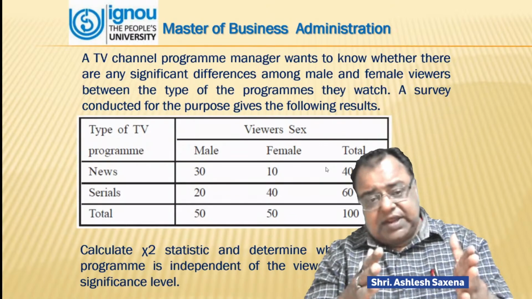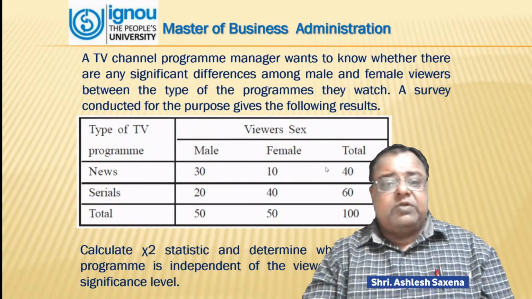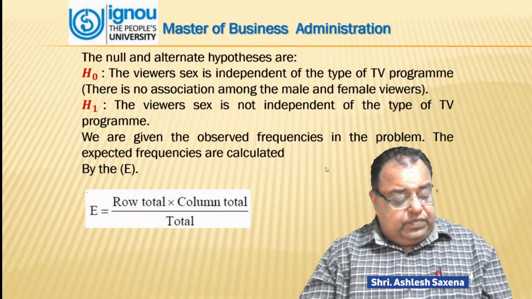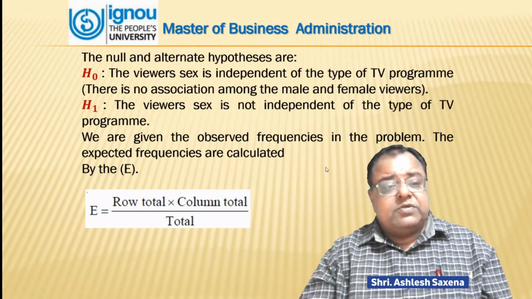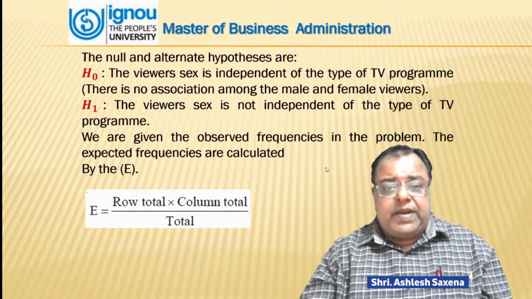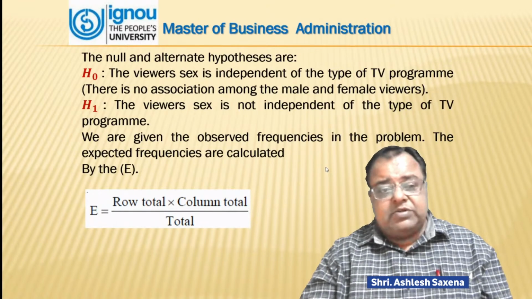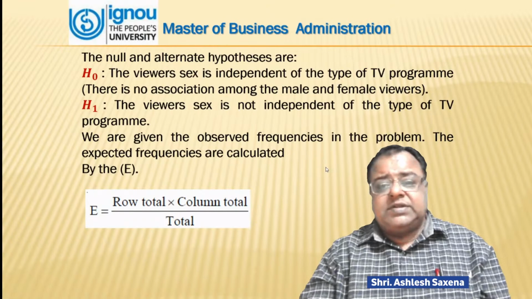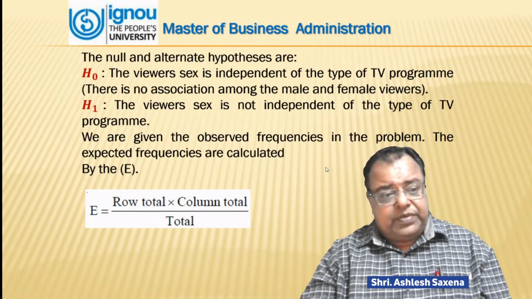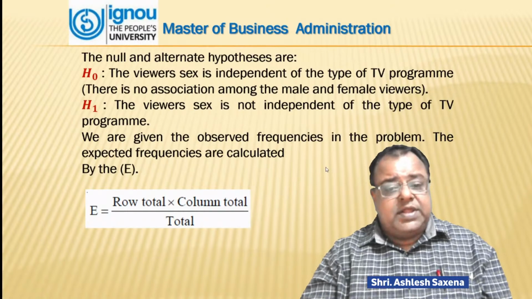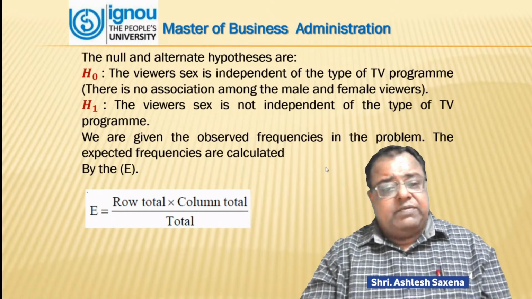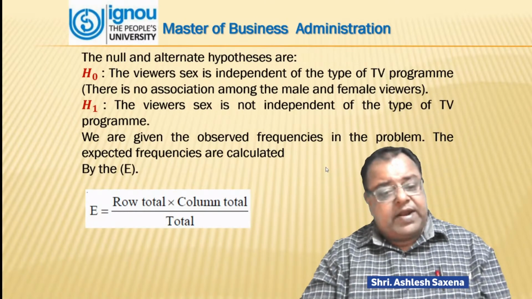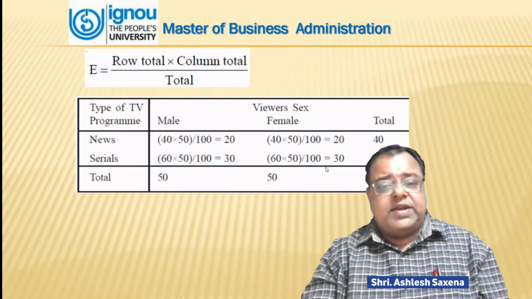Now, how is the information given in the problem transformed into the solution? First of all, we have to check the hypothesis. Suppose H naught: the viewer's sex is independent of the type of TV program. That is, there is no association among the male and female viewers. And H1: the viewer's sex is not independent of the type of TV program. In the problem, we are given the observed frequencies, and expected frequencies are calculated as row total into column total divided by the total. Now we will see how it is calculated.